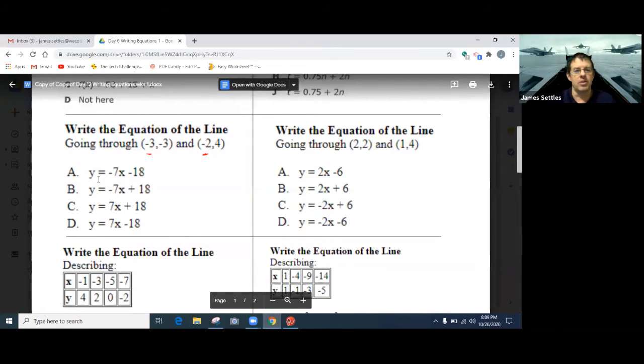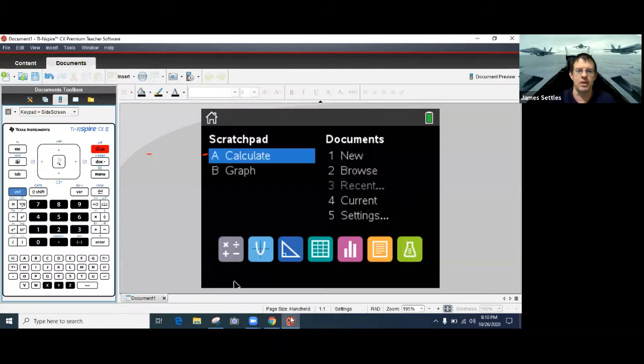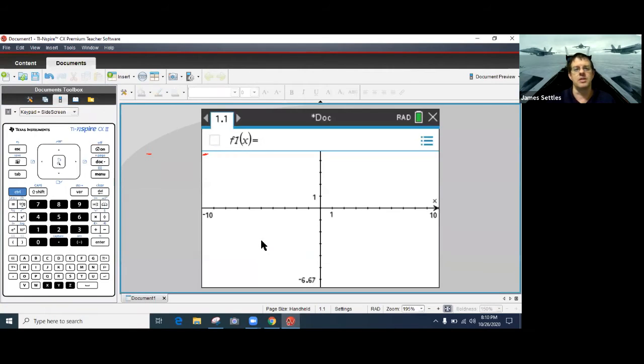Okay, so what we're going to do is take these y equals equations and plug them into our calculator. Because it's y equals, we go to graphs. When we go to graphs, remember, this is our y equals, so we don't plug in y equals. We're going to do -7x minus 18 and hit enter.